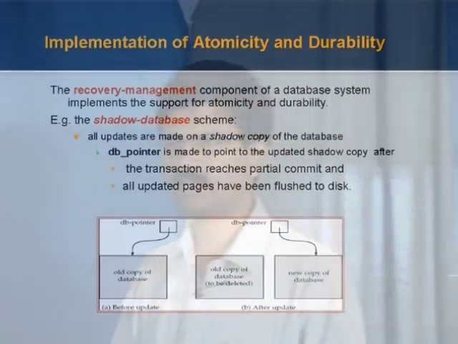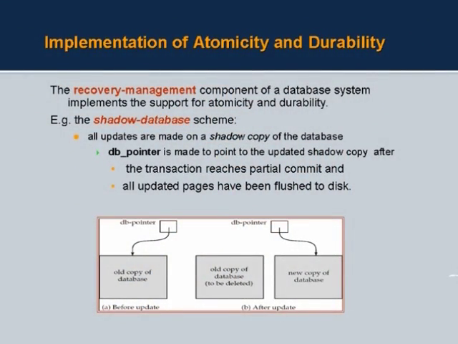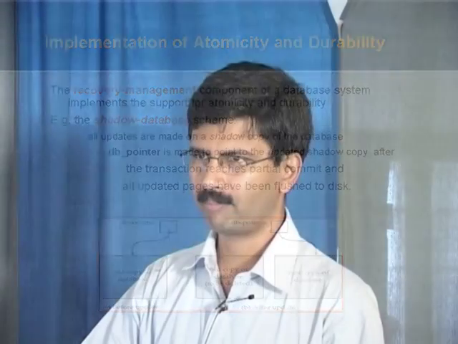So now, how do you implement atomicity and durability? Here is a scheme which is actually silly as far as the database is concerned, but is used widely for text editors and others. So the idea is, you have an old copy of the database. Whenever you make any updates, don't make it to the old copy. Write to a completely new copy. And after the transaction completes, you will update a pointer, a DB pointer, which used to point there. After the transaction successfully completes, it's partially committed, you update this pointer to point to the new copy. This new copy should have been flushed to stable storage first, then you update the pointer.